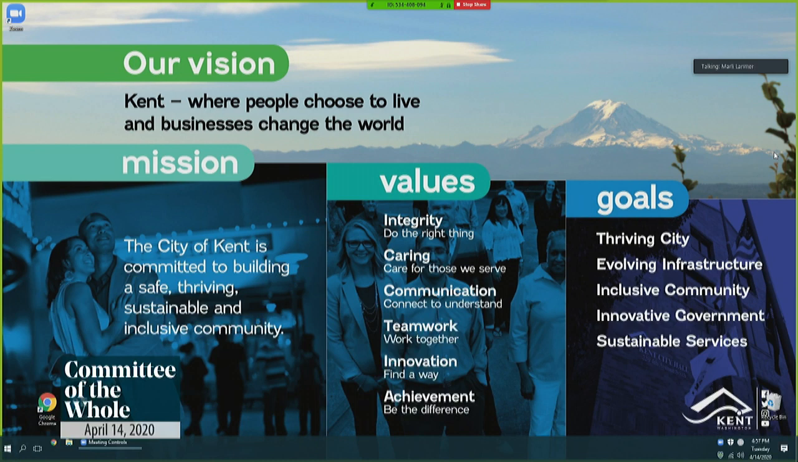Is that a component of local labor, or local opportunities? I'm sorry, I'm unfamiliar with that program. Councilmember Larmer, I believe that program applies just to city capital projects.